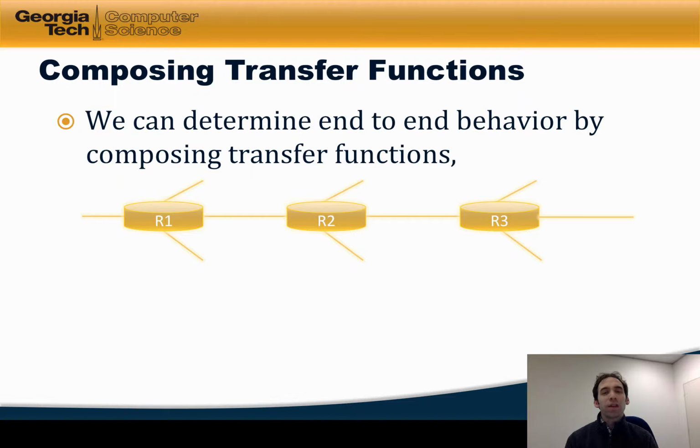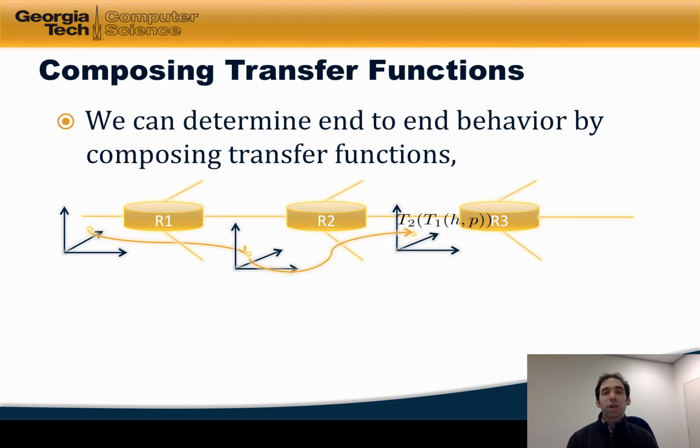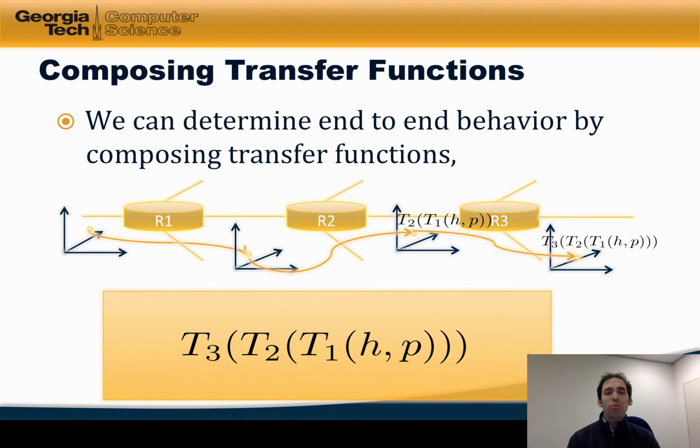We can now determine the end-to-end behavior of the network by composing these transfer functions. As an input packet represents a single point in packet header space, we can represent what a particular router does as simply a transformation of that packet to a different point in header space. As the packet traverses the network, we can represent this as a sequence or a composition of these transfer functions. So ultimately, the output is simply the originating header and port composed with a sequence of transfer functions that corresponds to the path that the packet takes through the network.